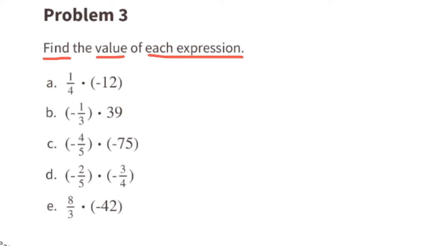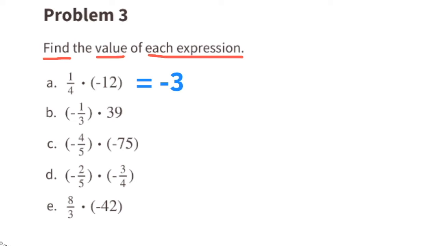1/4 times negative 12. Since this is a positive number times a negative number, we know the answer is going to be negative. And 1/4 of 12, or 12 divided by 4, is 3. So 1/4 of negative 12 is negative 3.